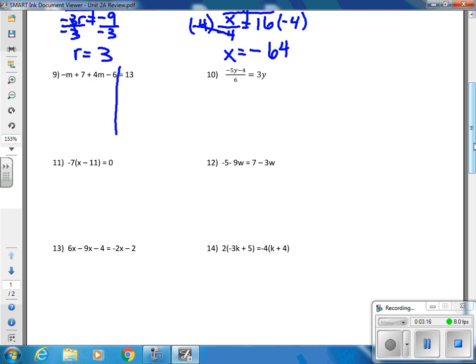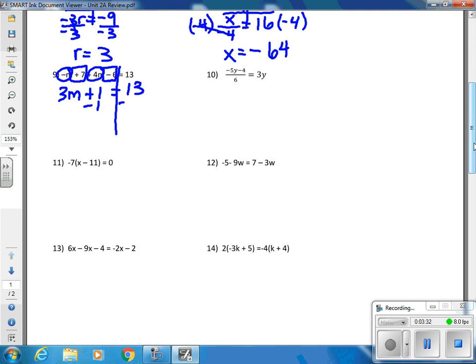I see some things I can combine together, so let's go ahead and do that. Negative m plus 4m is going to give you positive 3m. Then you can join positive 7 and minus 6 together. 7 minus 6 is a positive 1, and that equals 13. You are right back to a two-step equation.